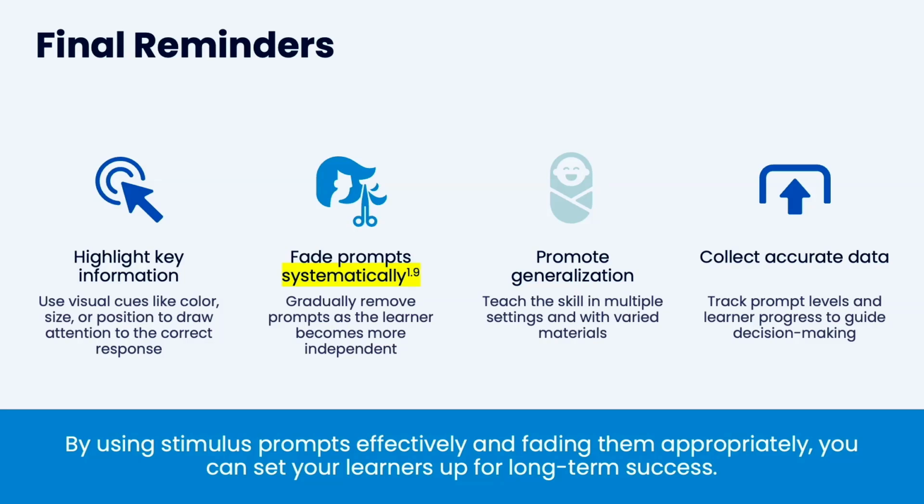Highlight your key information, so make sure you're using those visual cues systematically. Gradually remove the prompts as the learner becomes more independent. Always promote generalization with varied materials, and collect really good data. Collect data on how the prompting is going, what kind of prompts you're using, and all those things.